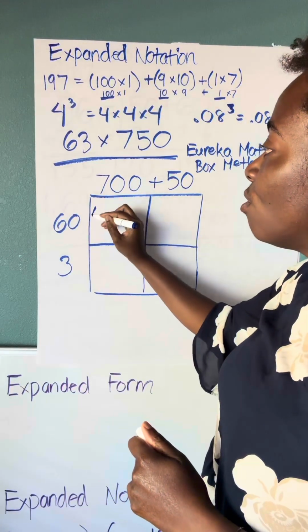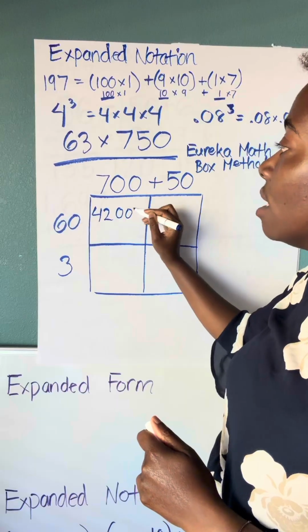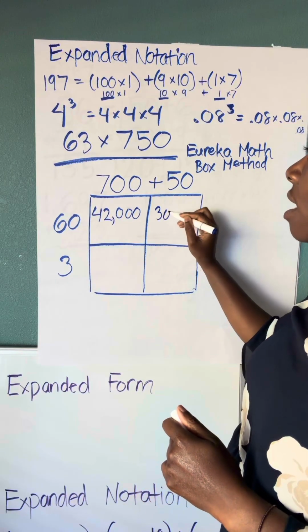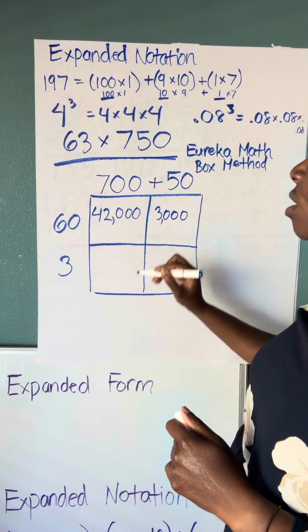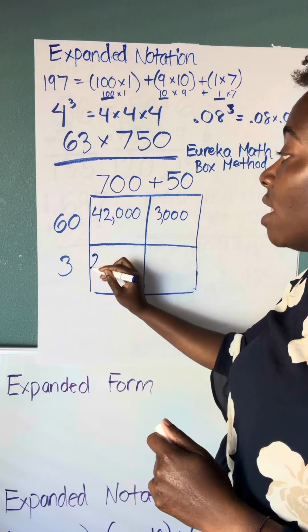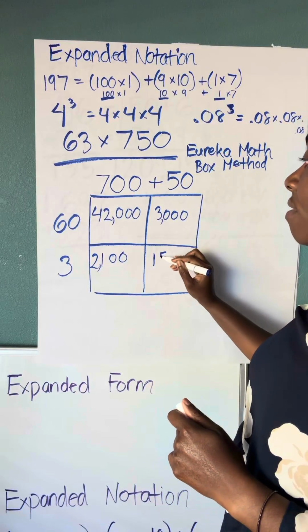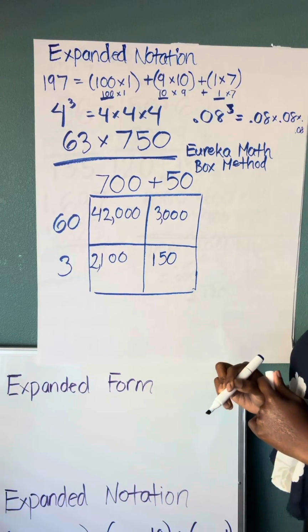How do we do this? We do 7 times 6, which is 42, add 3 zeros. We do 50 times 3, which is 15, add 2 zeros. That's 2100. And that's 150.